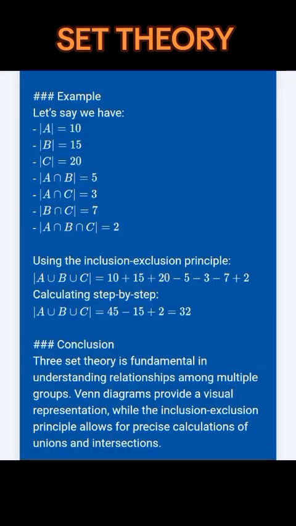Let's say the members of A are 10, members of B are 15, and for C they are 20. Then for the intersections, as you are seeing them, AB is 5, AC is 3 and BC is 7. The intersection of all is 2. Then we can use the inclusion-exclusion principle to find the union of all the three sets, and our union is 32 members.